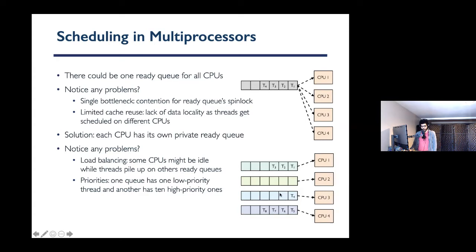Now, let's say you have a load balance system. Let's say all of your queues have 2 tasks. But let's say CPU1 is running high priority tasks, whereas CPU2, 3, and 4 are running low priority tasks. So what is happening here, if all of them have 2 tasks in their queues, is that CPU1, because it's running 2 high priority tasks, those 2 high priority tasks will compete with each other.